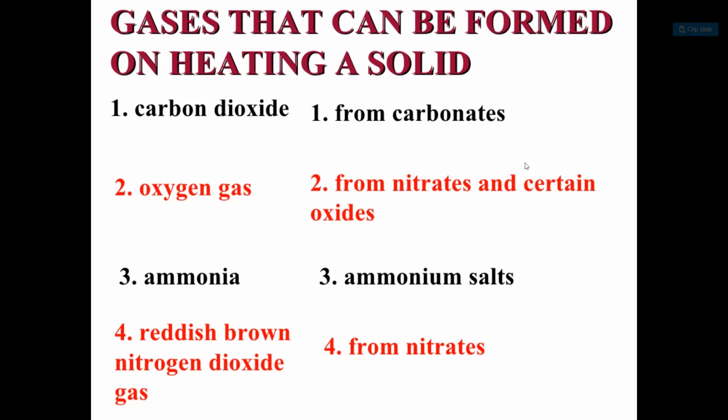Oxygen gas is formed from some of the nitrates and certain oxides when we heat them, not all of the nitrates, some of the nitrates and some of the oxides. Ammonia gas is formed from heating ammonium salts, and reddish brown nitrogen dioxide gas is formed when nitrates are heated. These are just some examples.